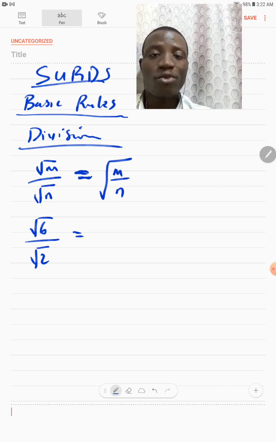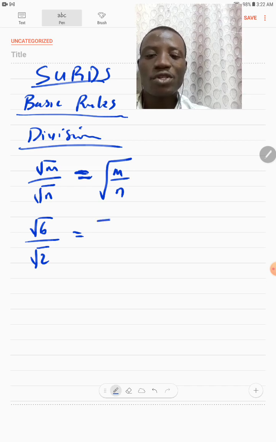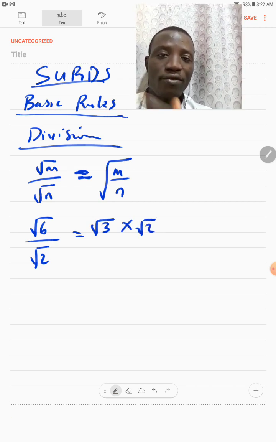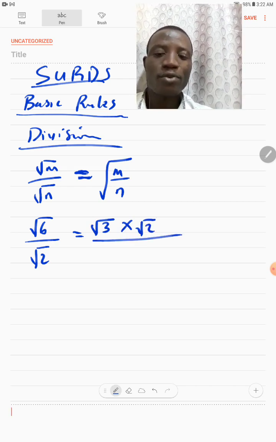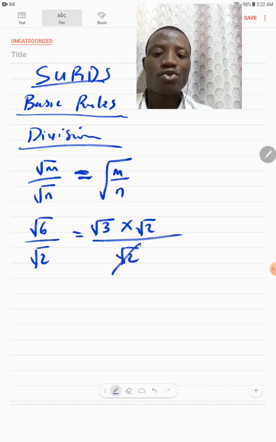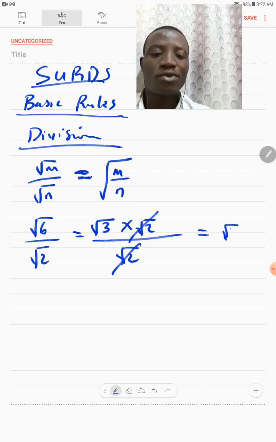We can use the multiplication rule now to actually get the answer. I can split root 6 into root 3 times root 2. Of course, that will give us root 6, as we have done in the previous example. And then I put it over root 2. Because root 2 and root 2 are the same, they can cancel out, and this answer will give me root 3.